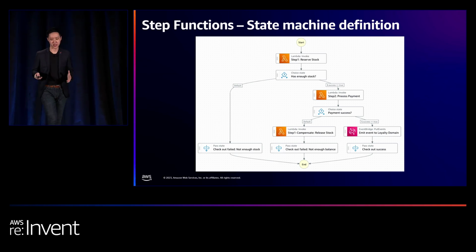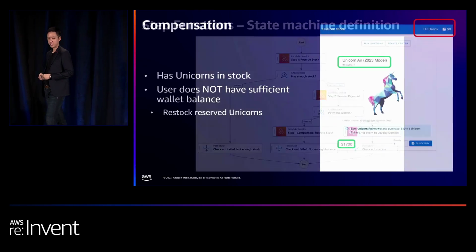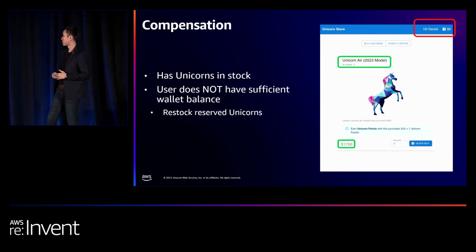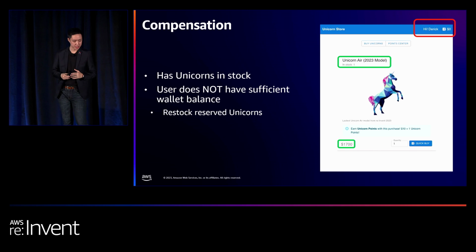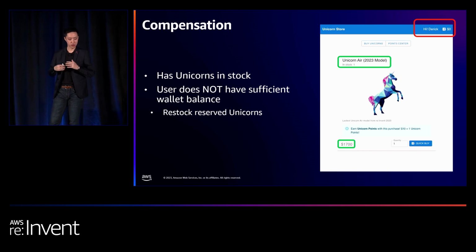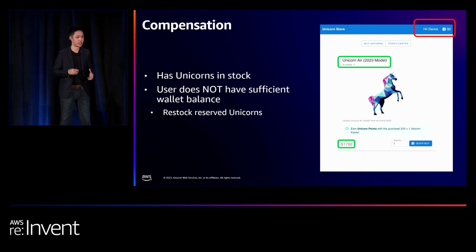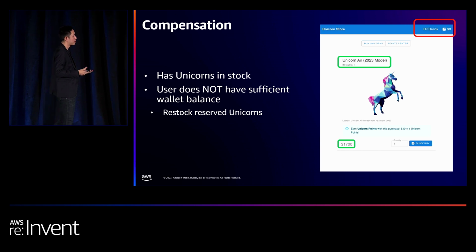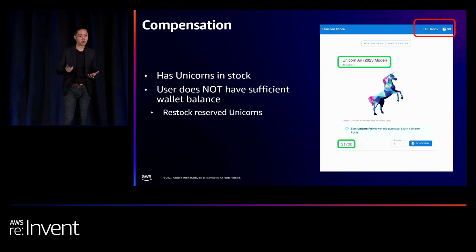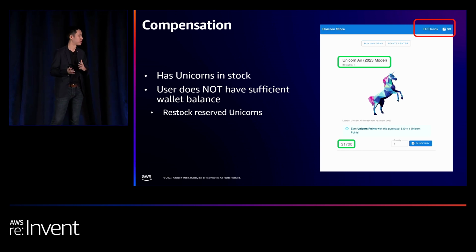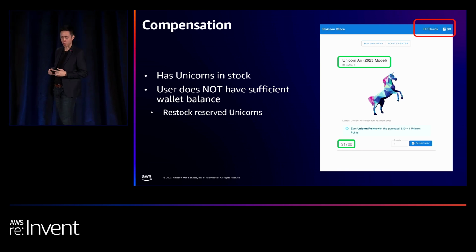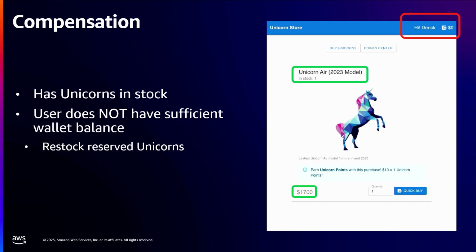Let's see this in practice, shall we? Now, in this situation, I do not have any value in my user wallet currently. And you can see that now I'm trying to check out one unicorn, and there's sufficient inventory in our system right now. So in theory, our reservation of this unicorn should go through, but it should fail when it tries to deduct the balance from my user wallet. And let's see what happens.